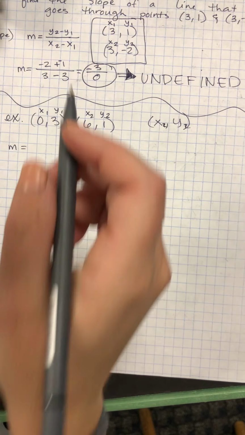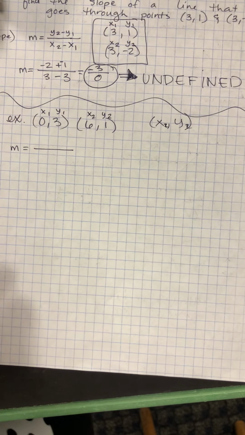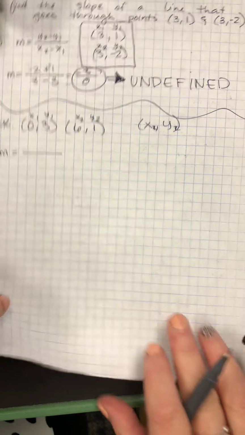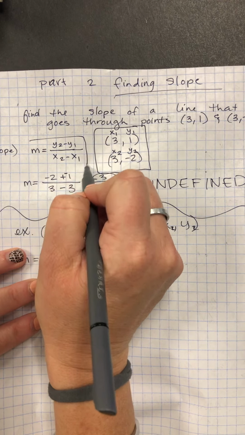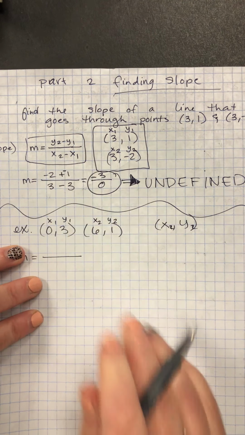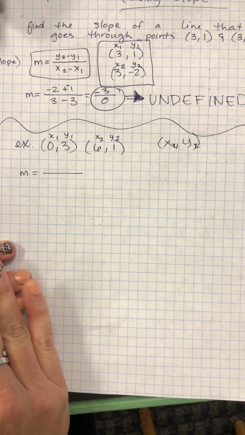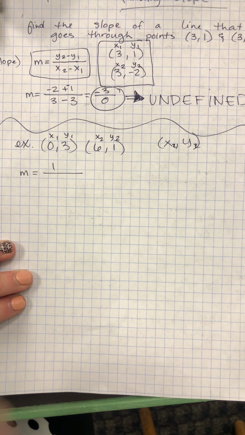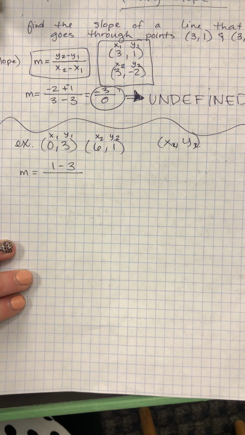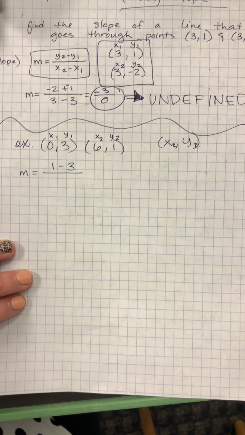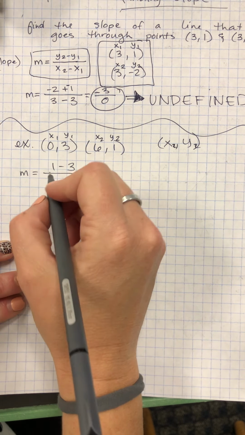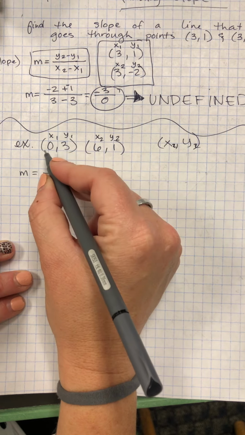So Dane, help me build my formula. What's going to go on the top? 3 and 1. So if I go to the formula, I need y2. Which one's y2? Oh, 1. Minus y1. Minus 3. And then on the bottom, I'm supposed to have x2. So Kaya, help me build the bottom. 6 minus, and then I'm supposed to have x1.